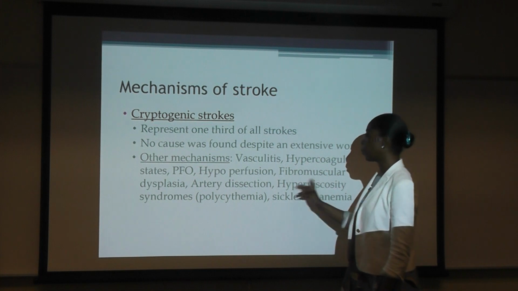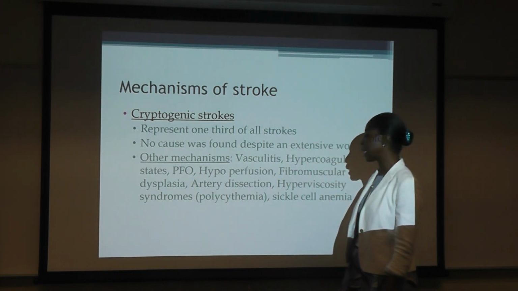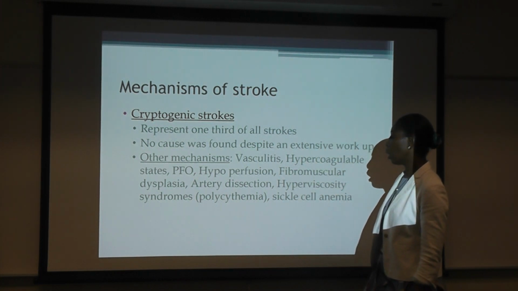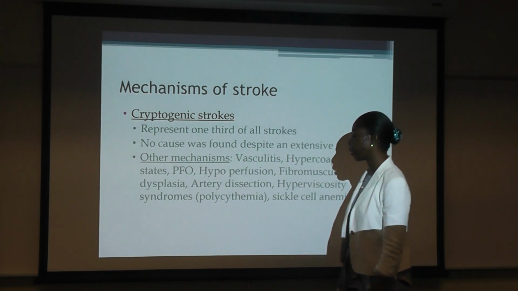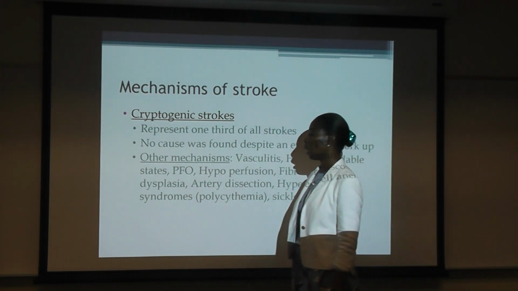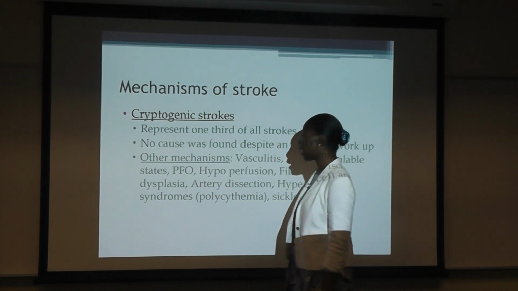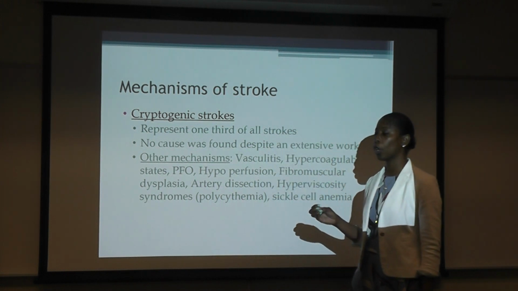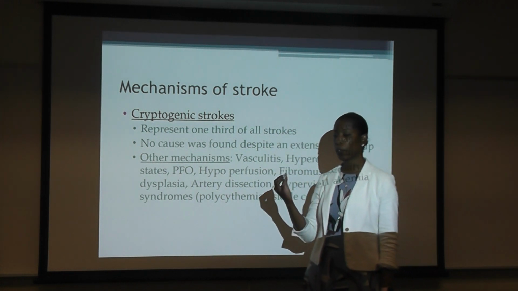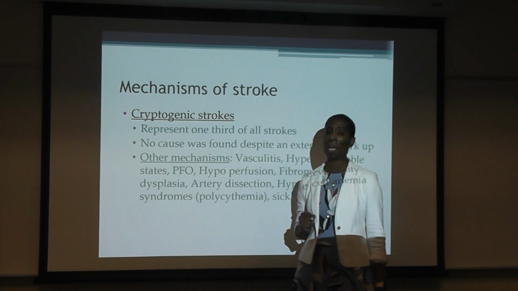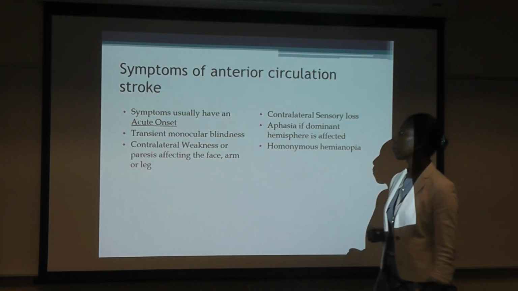Okay, fibromuscular dysplasia, aortic artery dissection. They can have sickle cell anemia that can have this misshapen cell syndrome, and vasculitis that can cause inflammation of the vessels, which can cause the vessels to clamp down and cause strokes in that way. Okay.